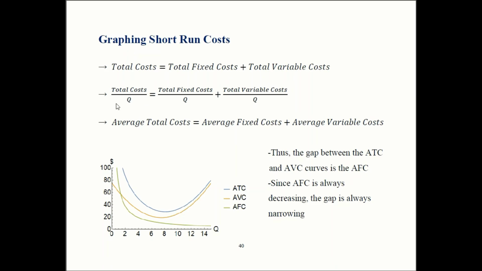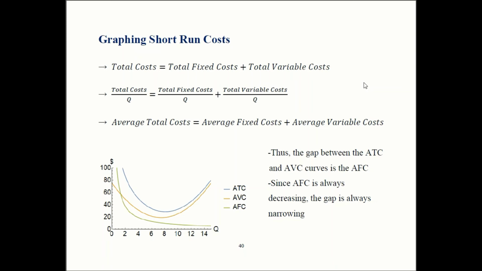We know that total costs over Q are average total costs. Similarly, total fixed costs over Q are average fixed costs. Lastly, total variable costs over Q are average variable costs. So you can put all those on a graph.